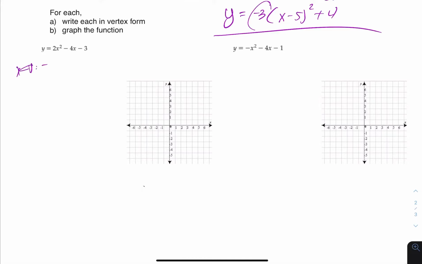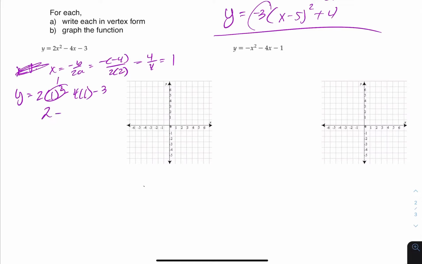The x of the vertex is negative b over 2a. So negative negative 4 over 2 times 2. So 4 over 4, which equals 1. So that's my x in my vertex. To find the y, you just plug it in. So 2 times 1 squared minus 4 times 1 minus 3. So 1 times 2 is 2, minus 4, minus 3. It's negative 5. So my vertex is 1, negative 5.